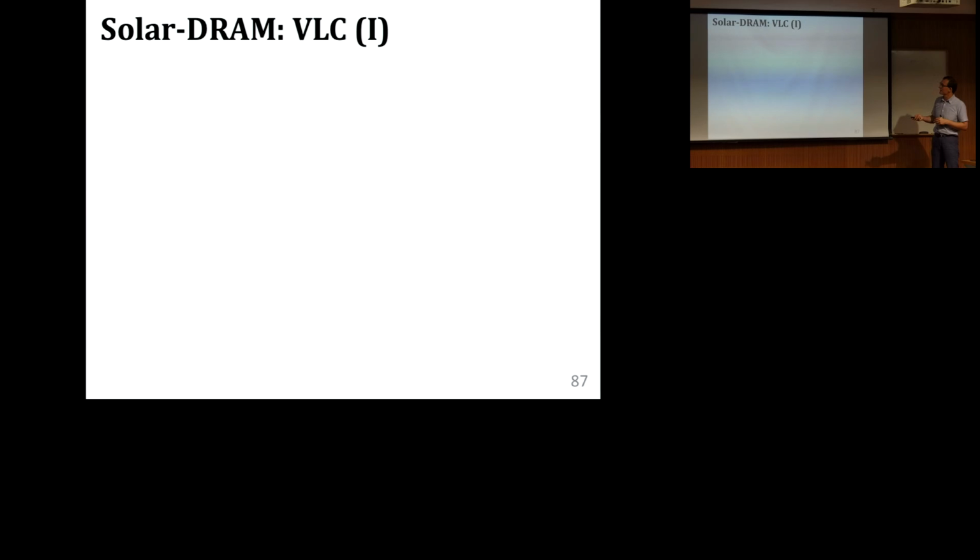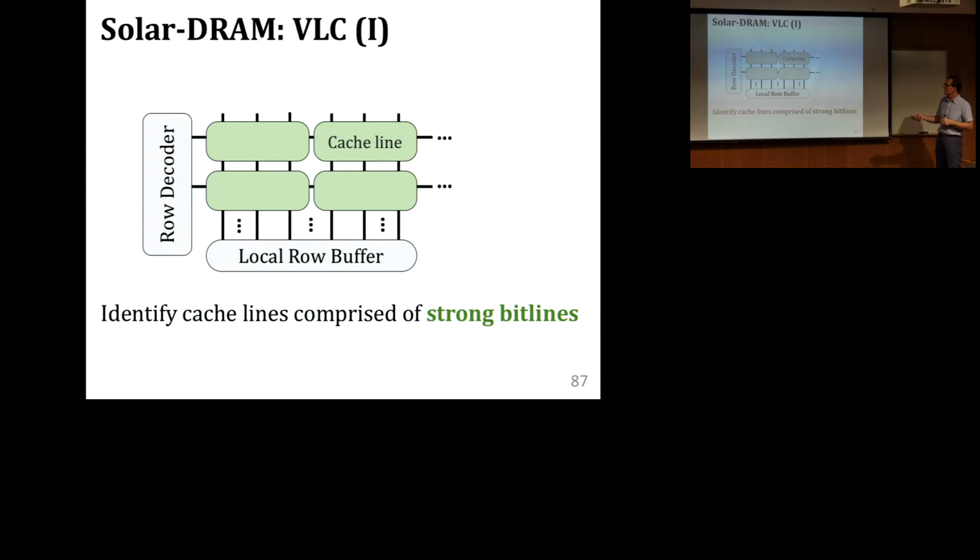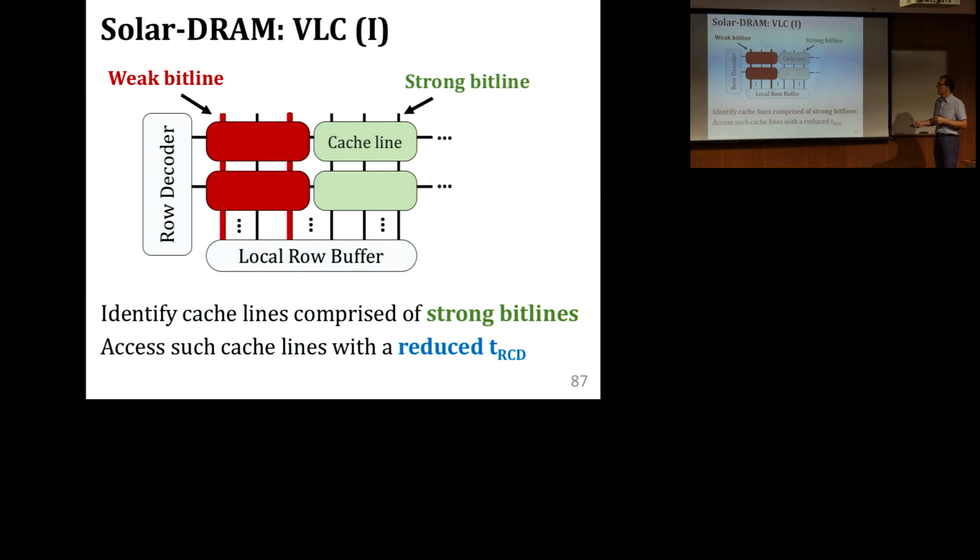Let's look at the first one over here, VLC. Basically, you identify cache lines comprised of strong bit lines. Some of them are weak bit lines over here. Some of them are strong bit lines. And you access the cache lines that map to the strong bit lines with a reduced tRCD. That's the basic idea over here. Whereas if you're trying to access a cache line, basically activate a row, and the first access is going to that cache line that's at a weak bit line, you cannot use a reduced tRCD for that because that's weak. But if you're activating something and it's a strong bit line, you can use a reduced tRCD for that. That's the idea. So it's very simple.